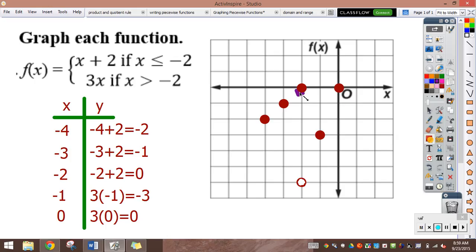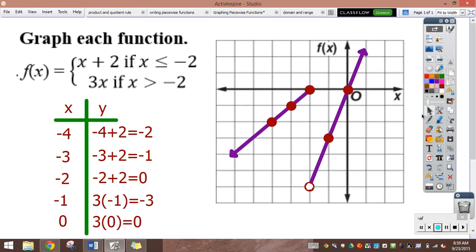I have a line starting at x equals negative 2 and moving out to the left. That goes with the left piece, the less than here. And then I'm going to have a line that starts here at x equals negative 2 and travels up like that. And so that would be the graph of my piecewise function.